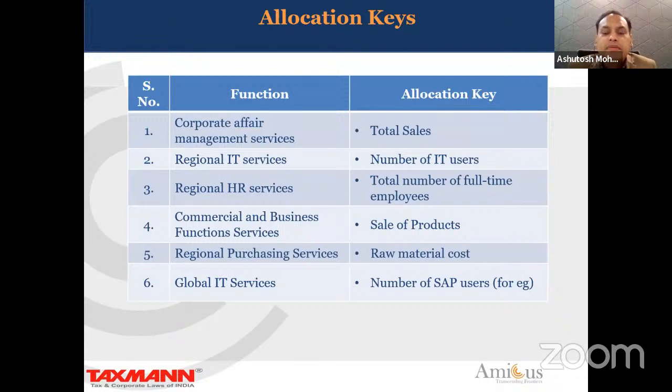What one needs to keep in mind is that the allocation key that you are taking should have some proximity to the benefit which is flowing from the service. So of course, for IT services, IT users, it's very rational. For HR services, the number of personnel which are there in the group company will certainly have a closer connection, nexus, with the benefit which is flowing from the HR services to each company. So in this manner, you have to make a choice of allocation.